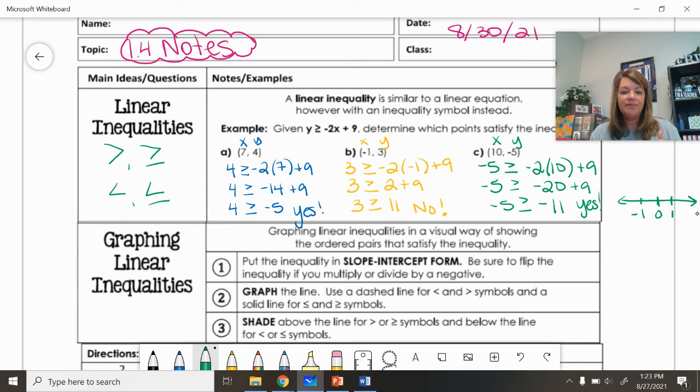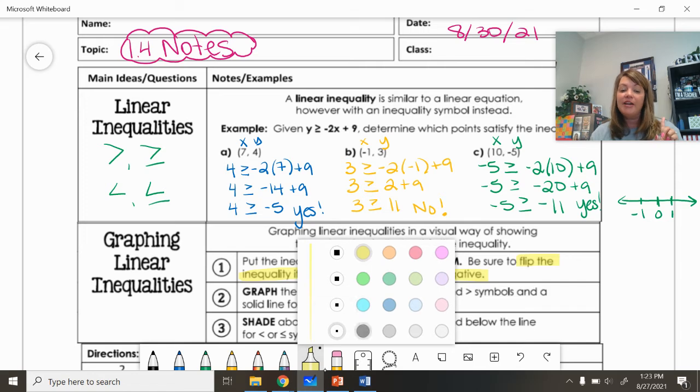We'll do some examples. Okay, the first thing is that we have to put the inequality in slope-intercept form. Step number 1. Be sure to flip the inequality if you multiply or divide by a negative. All right, so we have to be careful here. Flip the inequality if you multiply or divide by a negative number. Super important. Don't forget, you got to flip your inequality. Then we're going to graph it.